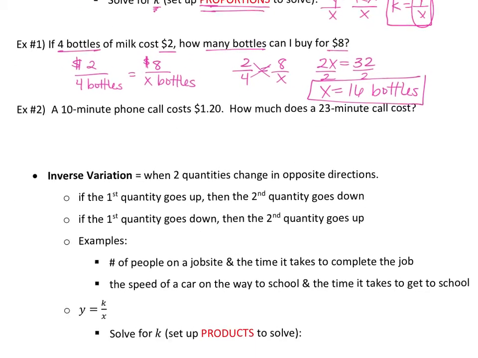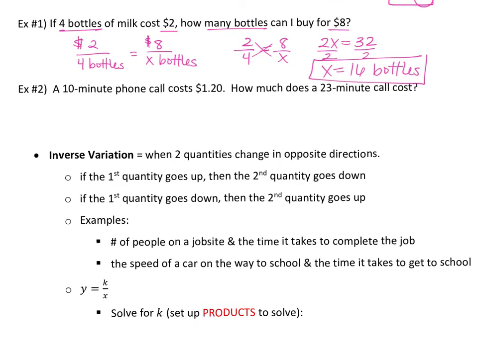Okay. Example 2, it says a 10-minute phone call costs $1.20. How much does a 23-minute call cost? And if you think about it, the more time you spend, the more money you're going to spend. So this is also direct variation, where one is going up, the other is going up. So we're going to say a 10-minute call at $1.20 will equal a 23-minute call at what price? Okay, so that would be our x.